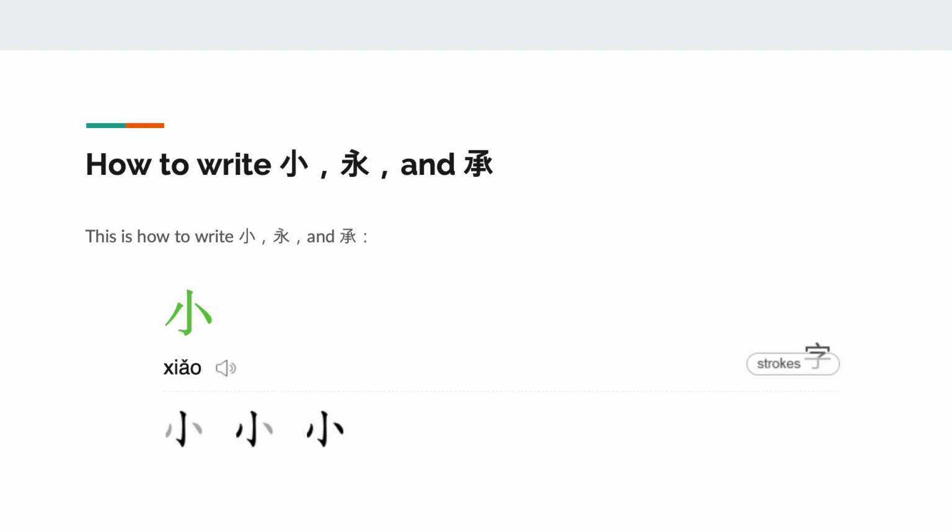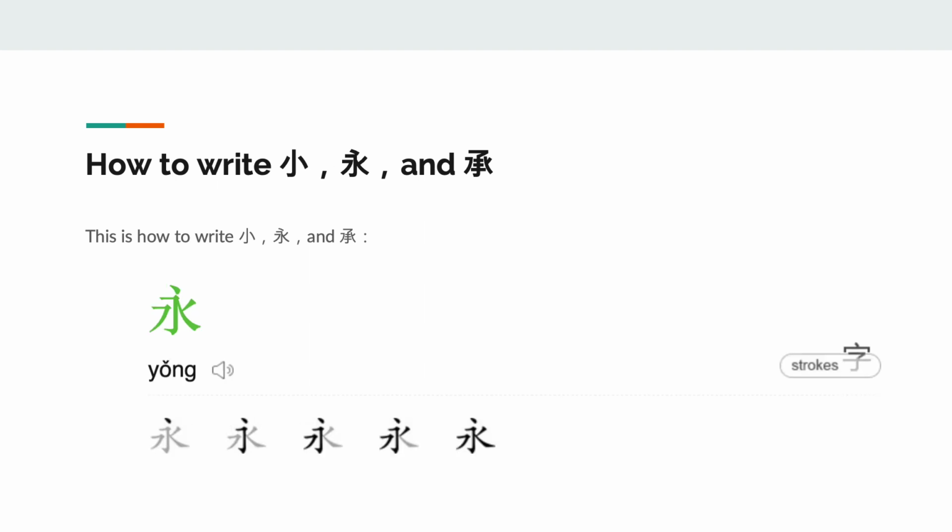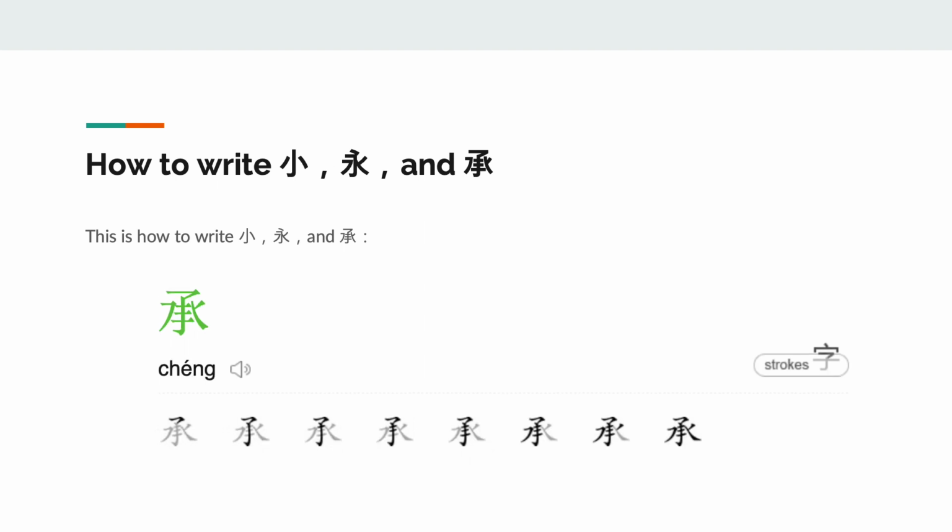How do we write Xiao, Yong, and Cheng? These are all vertically symmetrical characters. Xiao means small, and it follows the rule of the center coming before the outside. Yong means forever, and it also follows the rule of the center before the outside. Cheng means to bear or to carry. It also is vertically symmetrical, and the center comes before the outside.